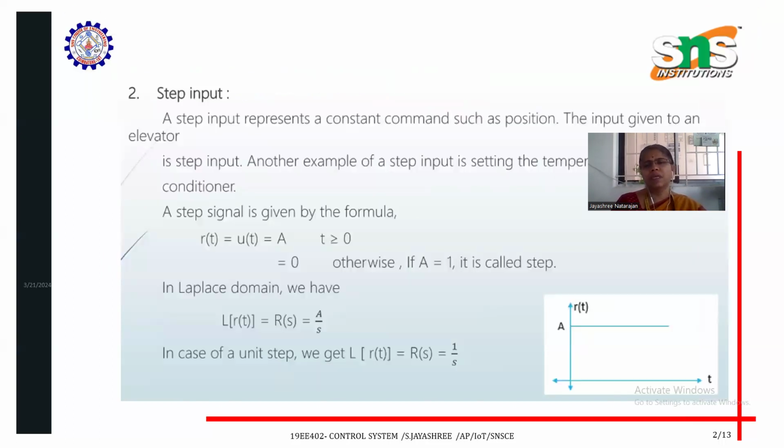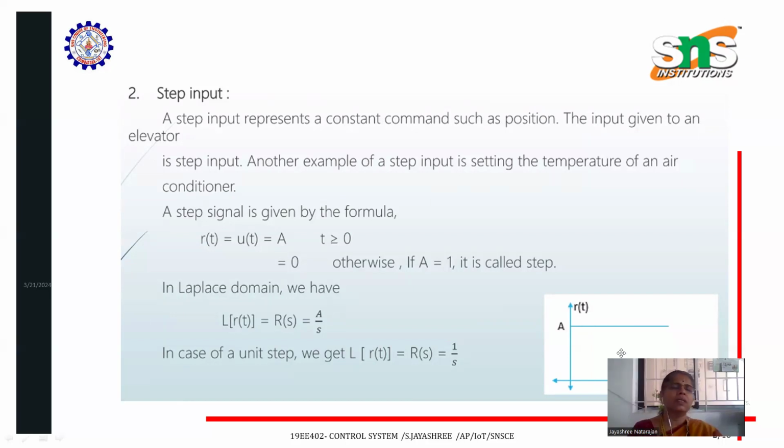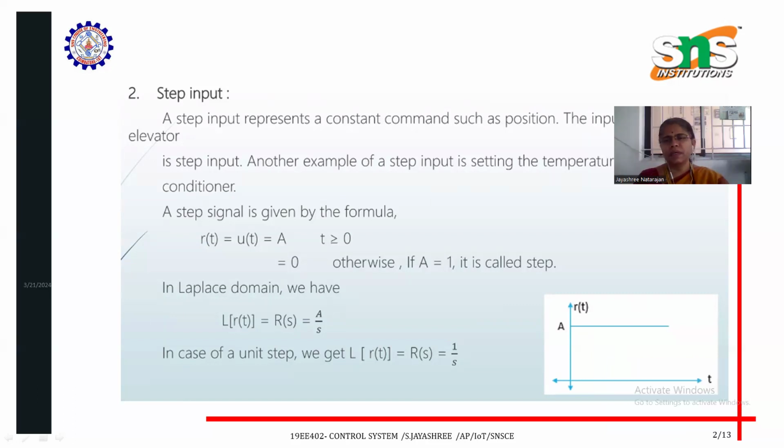Next, we discuss the second input, the step input. Step input represents a constant command such as a position. It's like a step. The magnitude of the input signal is constant at the value A. An example is an elevator: the input given to an elevator. Another is the temperature of an air conditioner. If you set a temperature, it remains fixed throughout the night. So that is a step input.